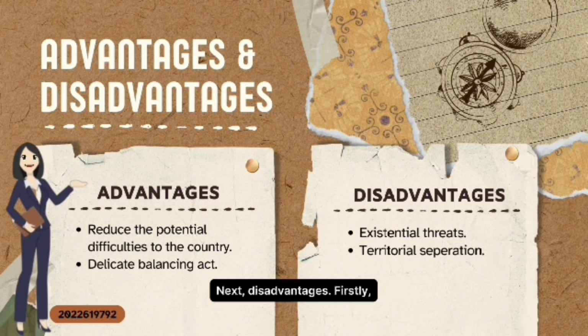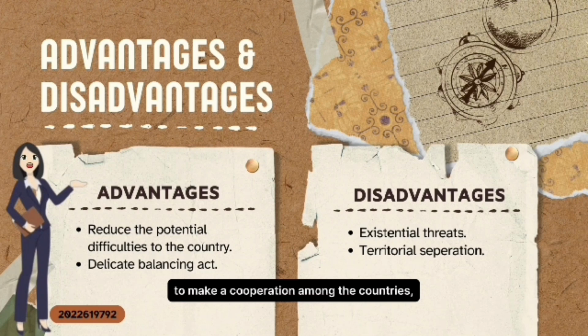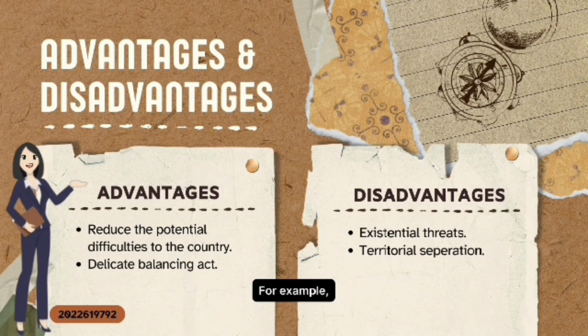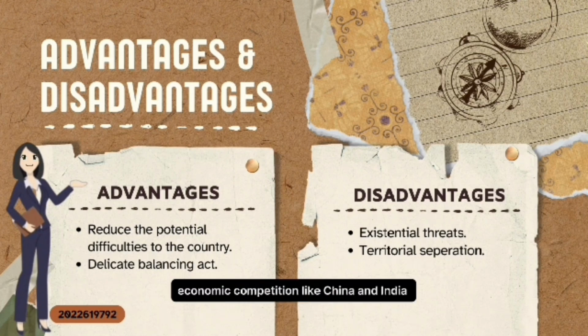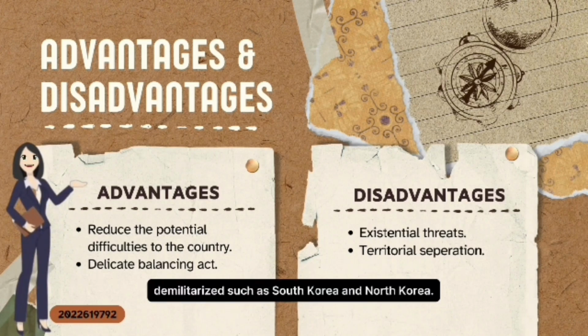Next, disadvantages. Firstly, a potential threat. Even though bilateral relations can build cooperation among the countries, they can also make each other enemies because they desire the profit of others. For example, economic competition like China and India. Secondly, territorial separation. It can be caused by territorial separation in the form of false demilitarized zones such as South Korea and North Korea.